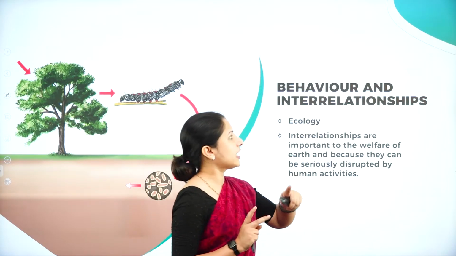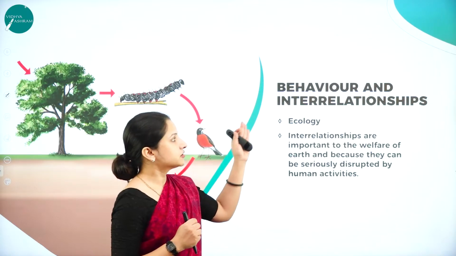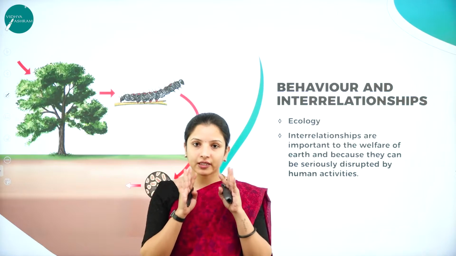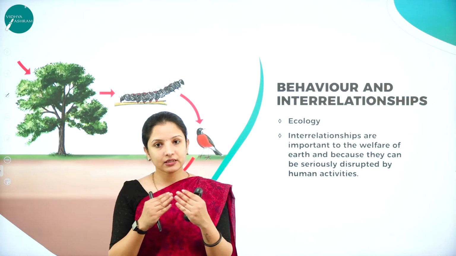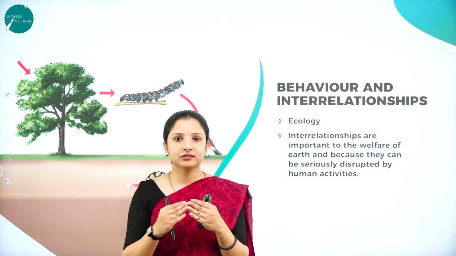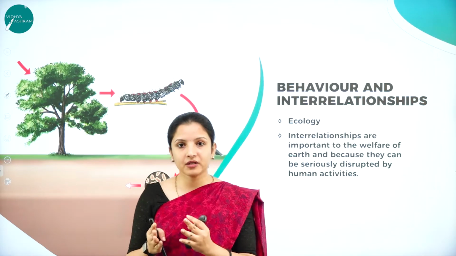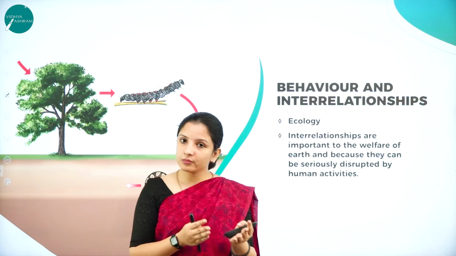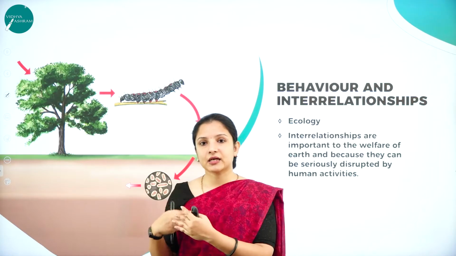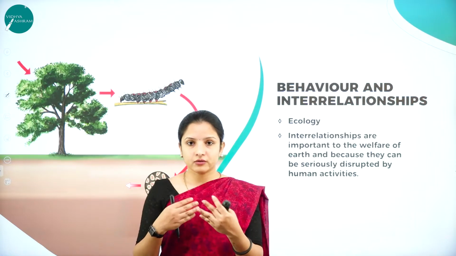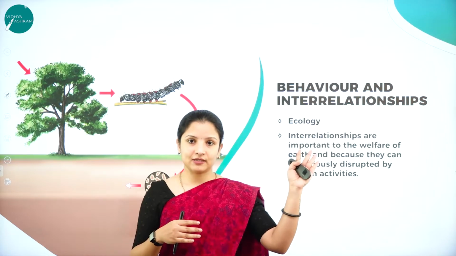Next, it comes to behavior and interrelationship. So the best example that we can take is ecology. So in ecology, there is an interrelationship between the organisms. As I told you, in the ecosystem, we have plants, we have animals. In the animals, we have the herbivores, we have the carnivores, then come the microorganisms. So the plant, how do they get food? They depend on the sun, right?